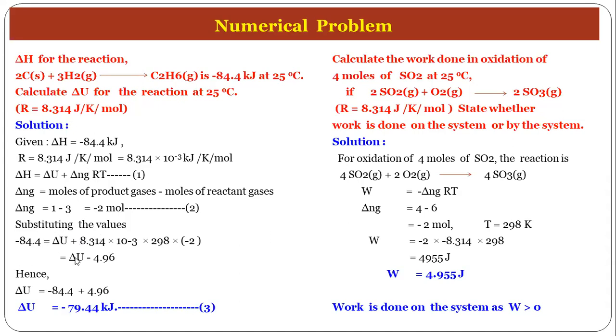This is shifted to the right hand side. So delta U is equal to minus 84.4 plus 4.96. So the final answer is minus 79.44 kilojoule. This is a 2 marks numerical.